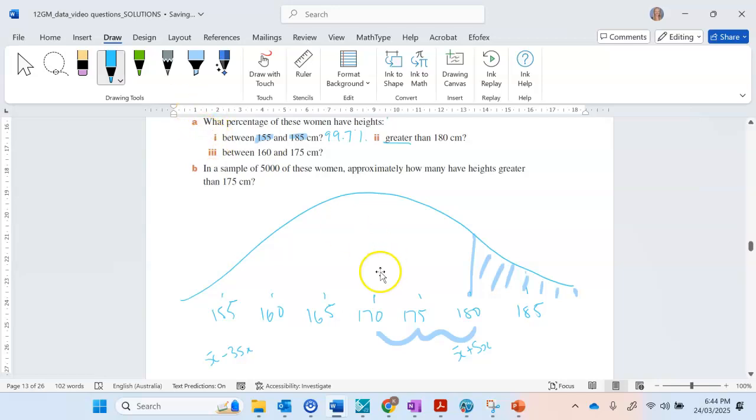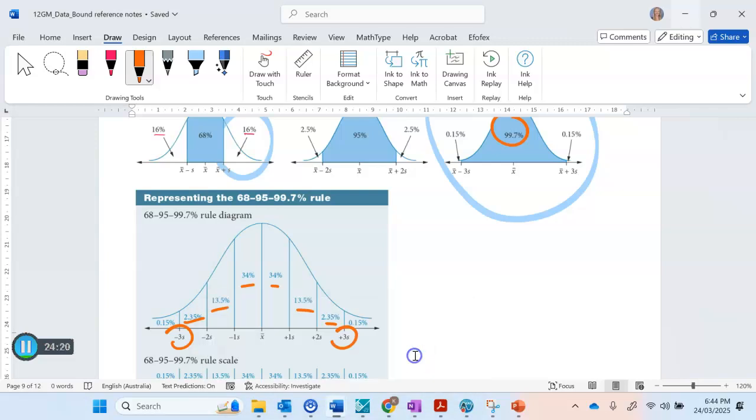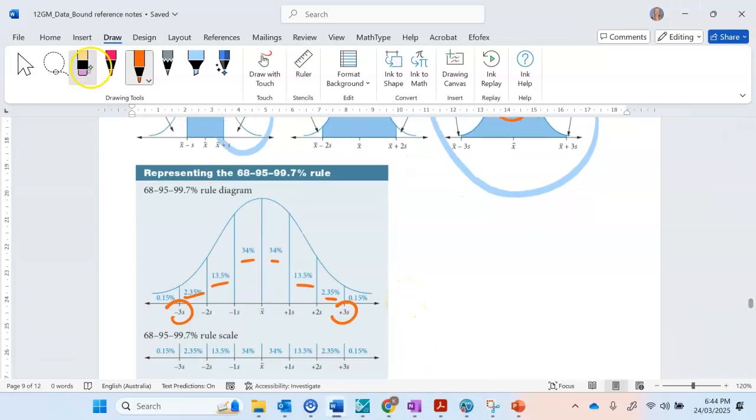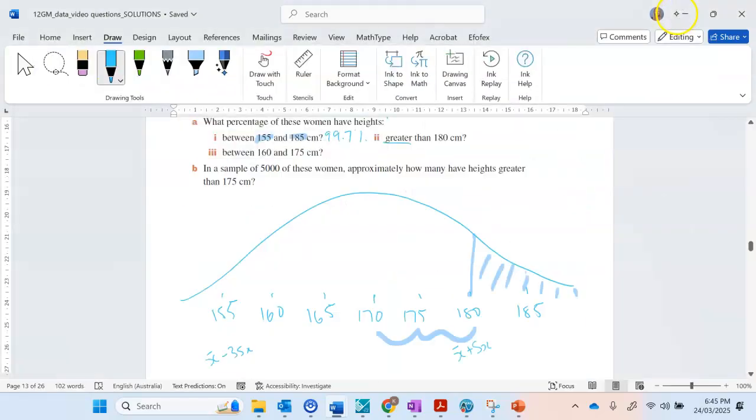So again, going to our notes. All right, so here's 2 standard deviations above. I could just add up these 2 numbers. Alternatively, if you knew your bell-shaped curve well enough, you could see that it's just 2.5%. So you could get it either way. All right, so 2.5%.